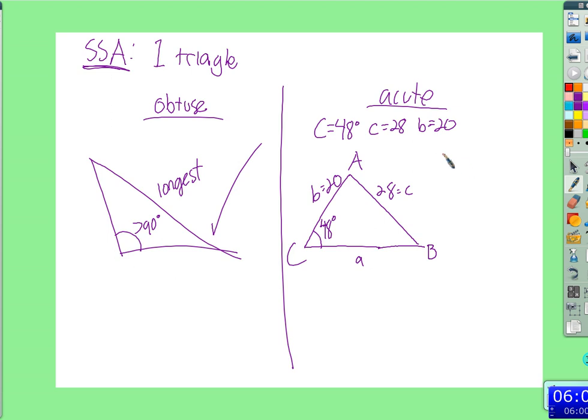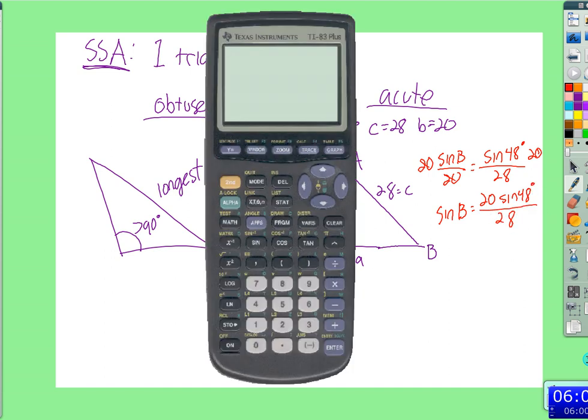So the sine of B over 20 equals the sine of 48 over 28. Sine of B equals, multiply by 20 on both sides, 20 times sine of 48 over 28. Divide that by 28. Is that too big? Could you have a sine of an angle that's 0.53? Yeah, as long as it's not bigger than 1 or smaller than negative 1. Alright, so this is going to work out.